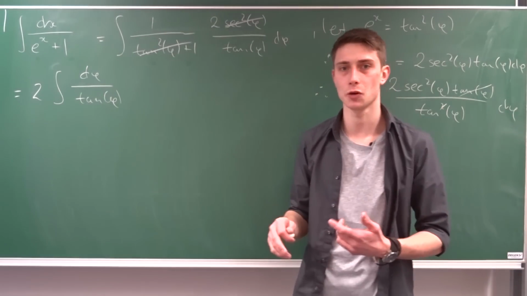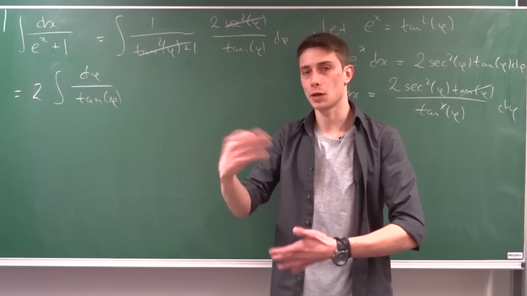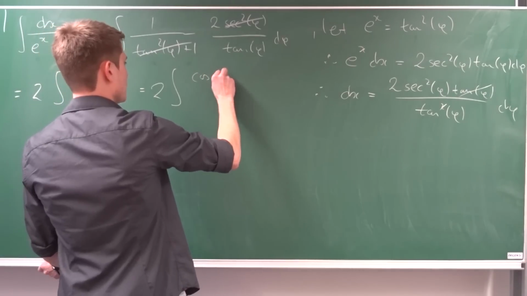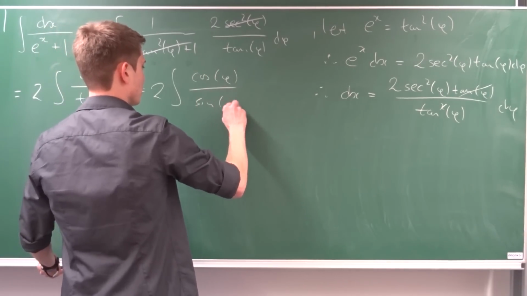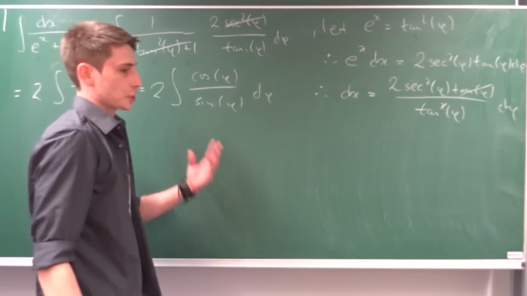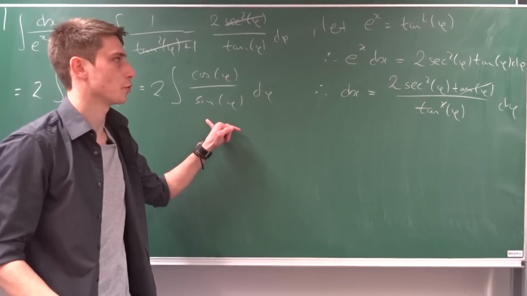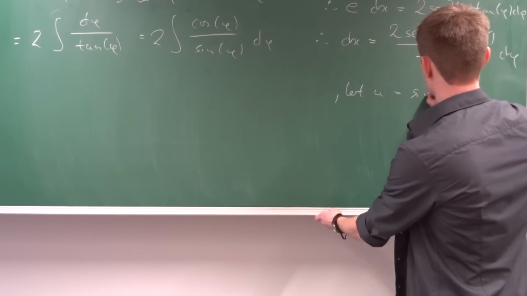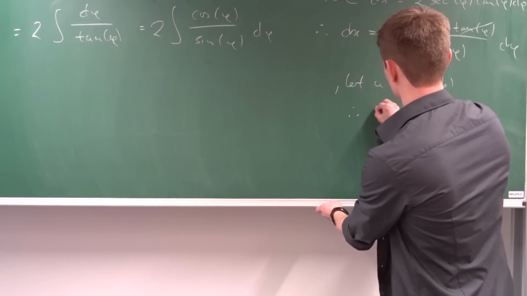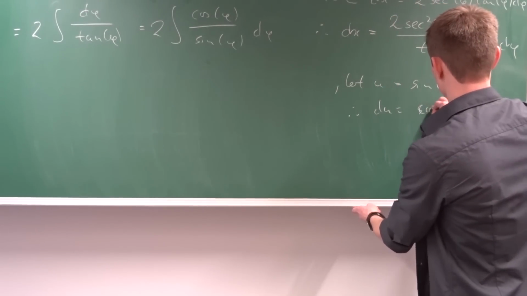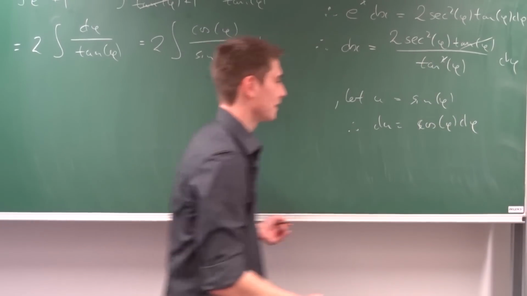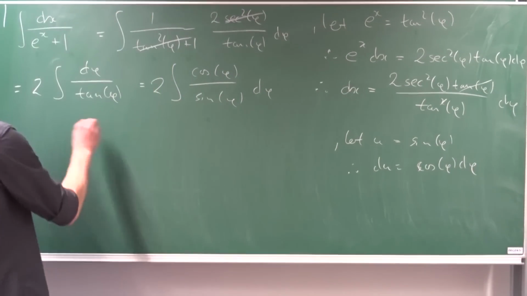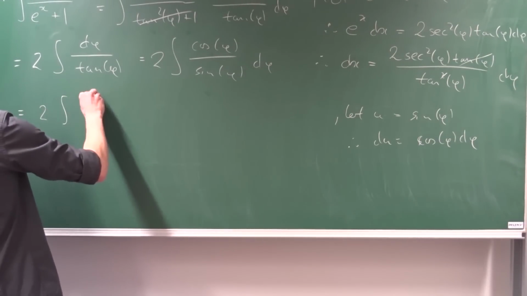Tangent of phi is sine over cosine, and since it's the reciprocal, we have to turn it around. So we end up with 2 times the integral of cosine of phi over sine of phi d phi. And we can actually integrate that because we can make another substitution, for example, u in this case. So let u equal sine of phi, and we will end up with du equals cosine of phi d phi. Great. And cosine of phi d phi is just our numerator in this case. So we end up with 2 times the integral du over u.